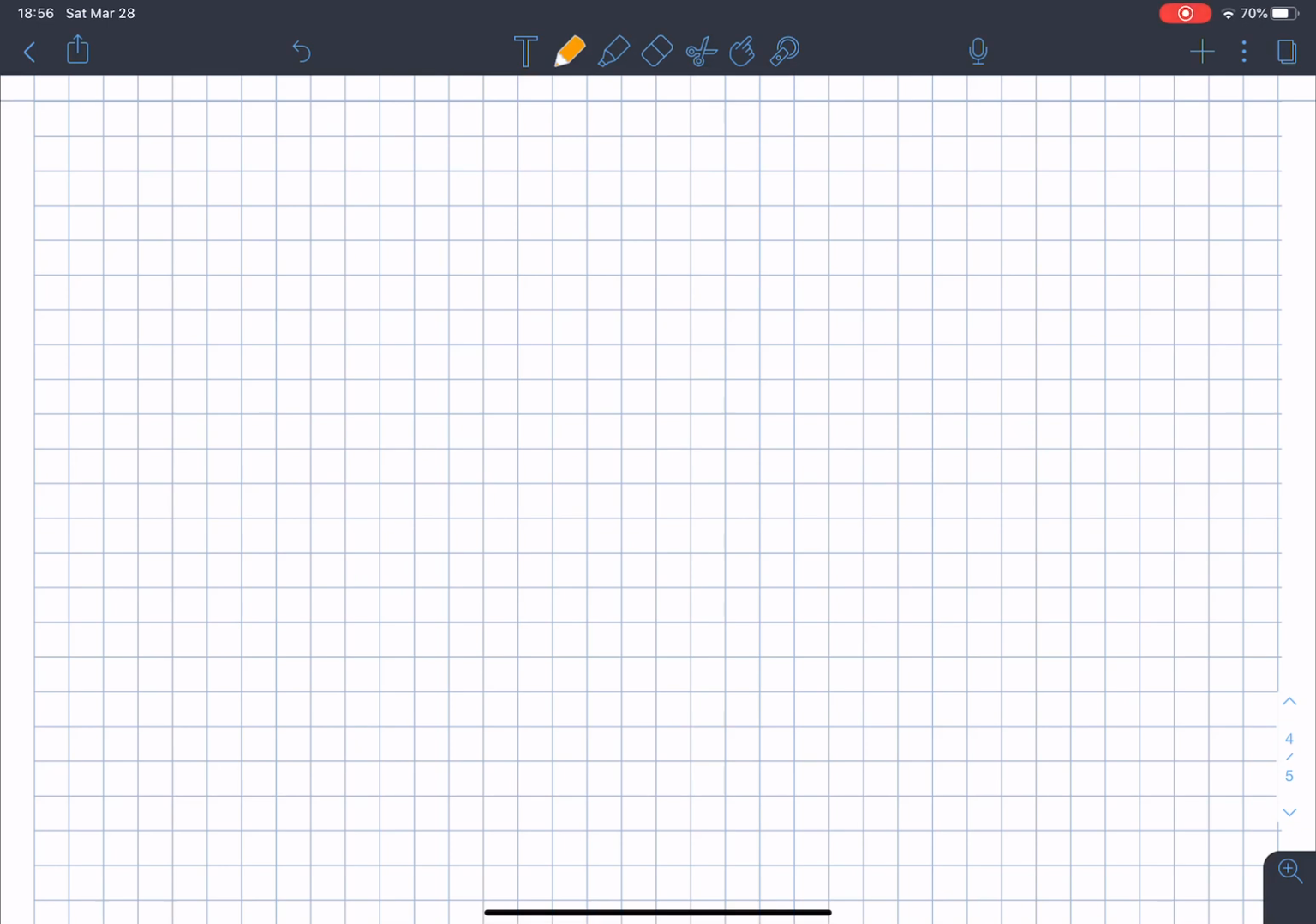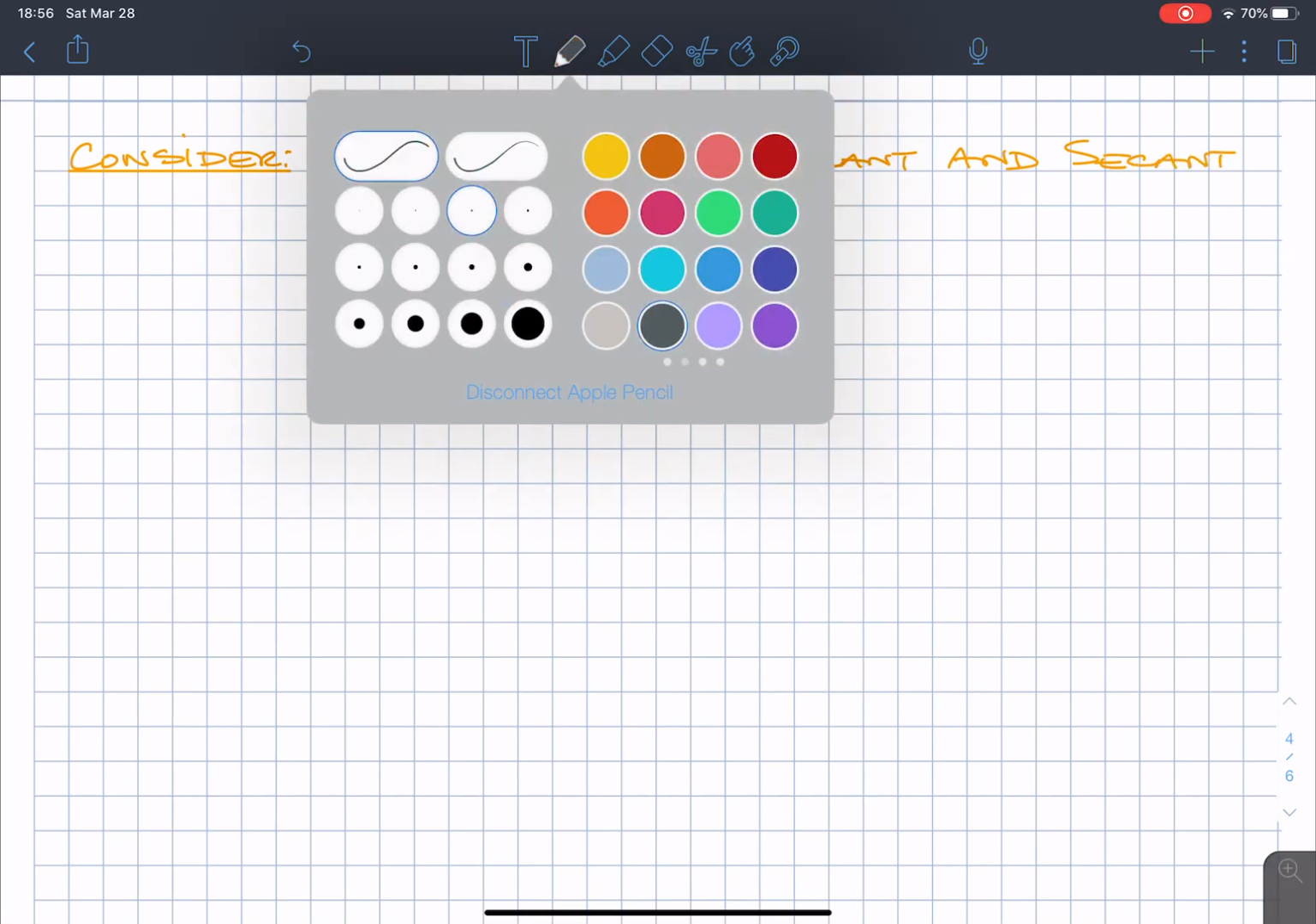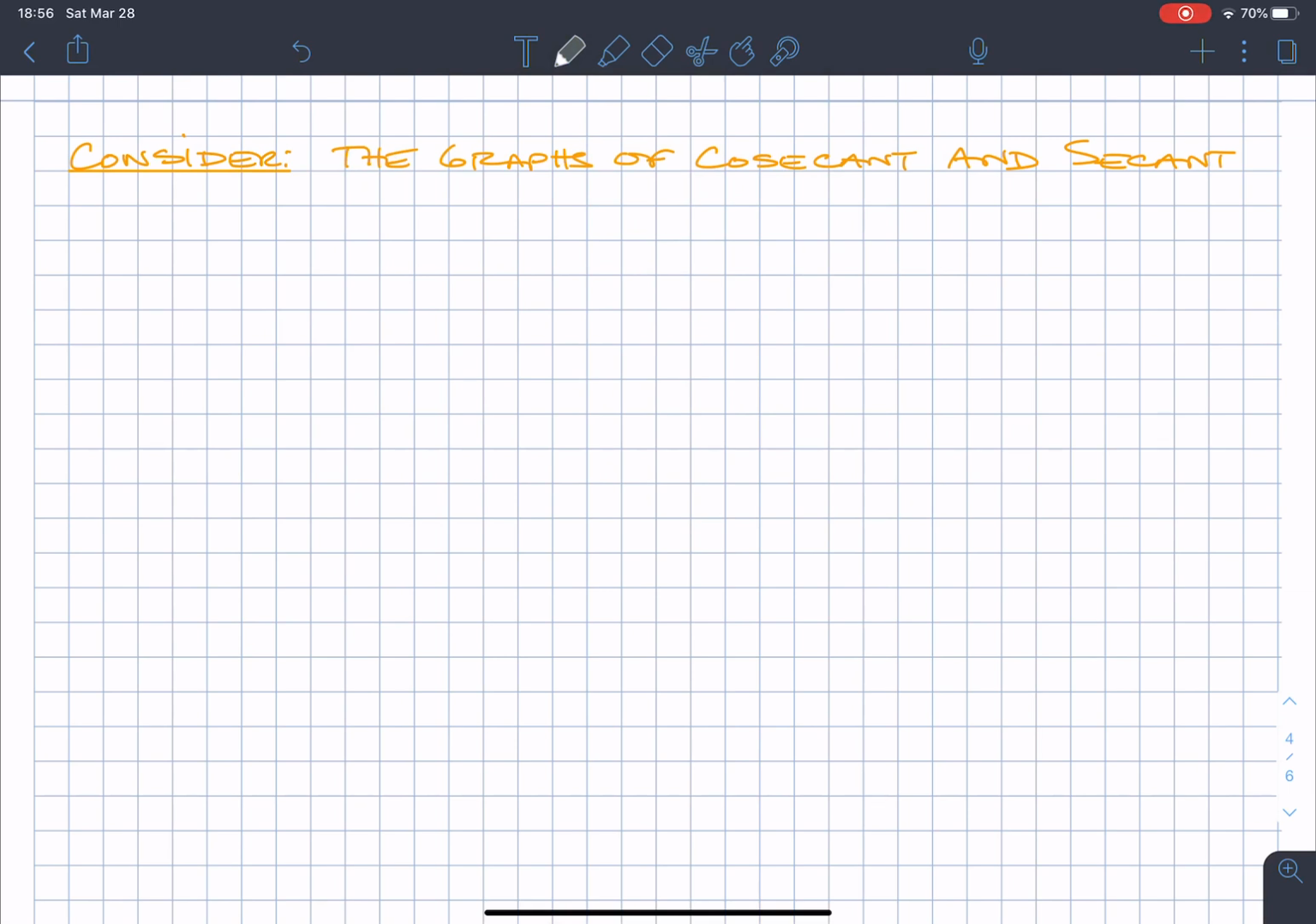Okay, continuing 6.2, let's consider the graphs of cosecant and secant. And then we'll derive their inverses. Okay, so x and y coordinate axes, remember, in this case we're going to be using x and y as opposed to theta and f of theta, but same difference.